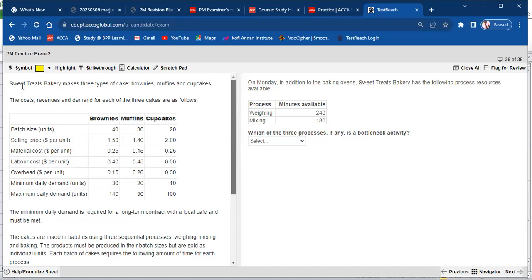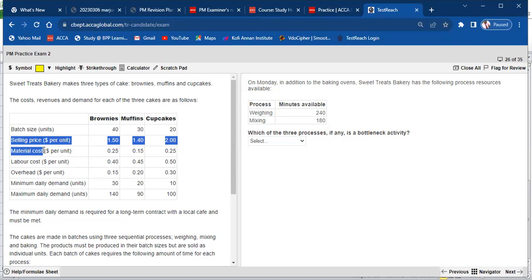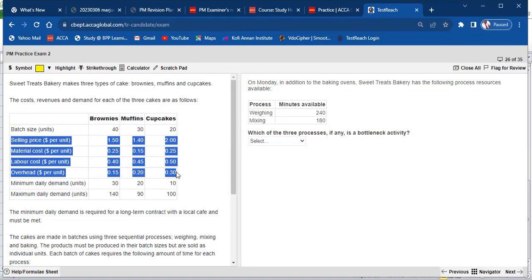What's the company about? They make 3 types of cake. The names of the cakes: brownies, muffins, cupcakes. You are given cost, revenue, and demand for each of the 3 cakes as follows. Take note. The selling price, material cost, labor cost, overhead is all per unit. The daily demand, minimum, maximum units. So how many cakes of each to be sold? The batch size. So how many units in a batch?